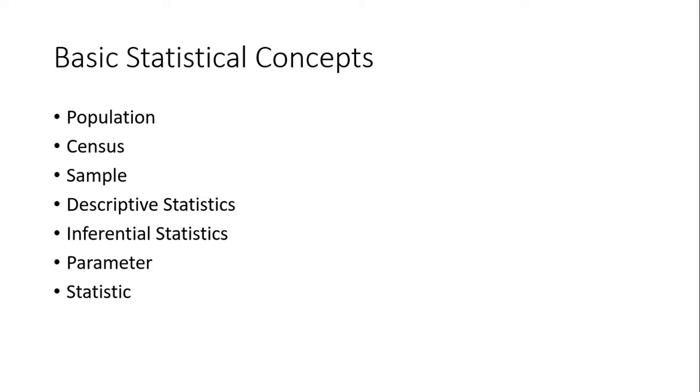First one is population. Population is a collection of persons, objects, or items of interest. The population can be a widely defined category, such as all automobiles, or it can be narrowly defined, such as all Ford Mustang cars produced from 2002 to 2005. Then, let's talk about census.